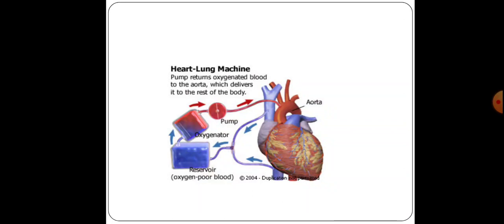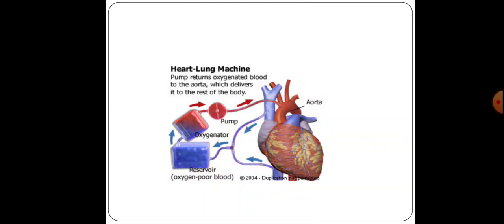Then it is given to the oxygenator, because we supply only oxygenated blood to the other parts. So from the reservoir the oxygen poor blood gets oxygenation, and then it is pumped. With the help of the pump we circulate this blood to the aorta, because the main function of the aorta is to supply blood to all parts of the body. So these are the three components mainly used in the heart lung machine.